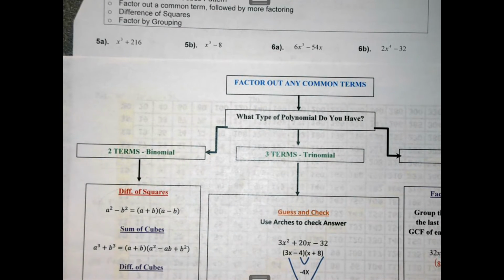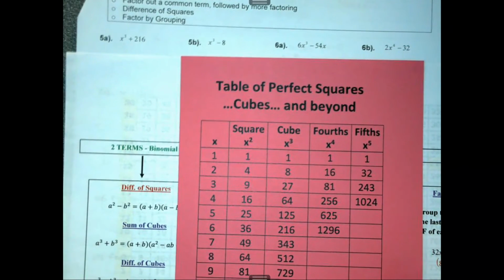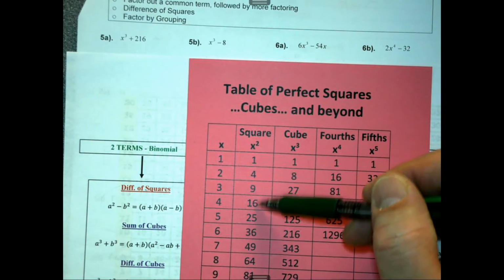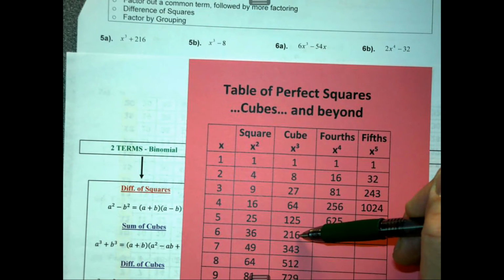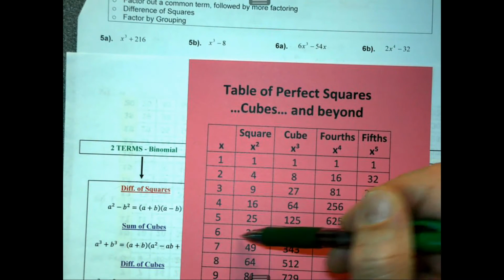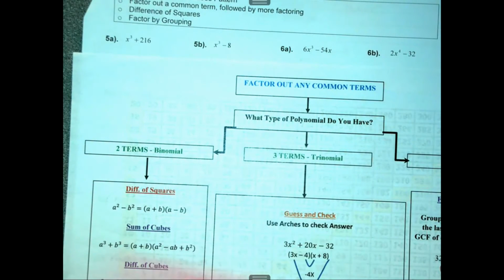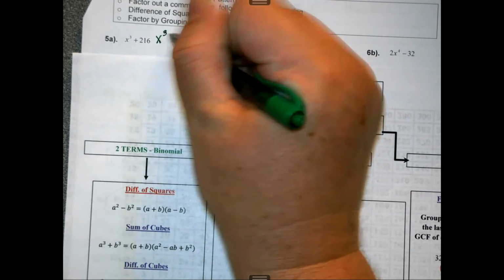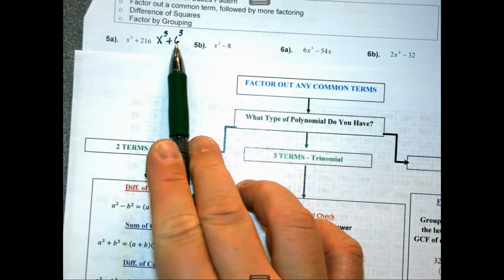Luckily, you got these handy charts I gave you, right? So I'm going to look for 216 here, under squares and cubes. Not under squares. Look under cubes, and yes, there's 216. It's a perfect cube. And I look over to see what the cube is. It's 6 cubed. So I'm going to rewrite this as x cubed plus 6 cubed. Okay, so now I got a sum of cubes, right?